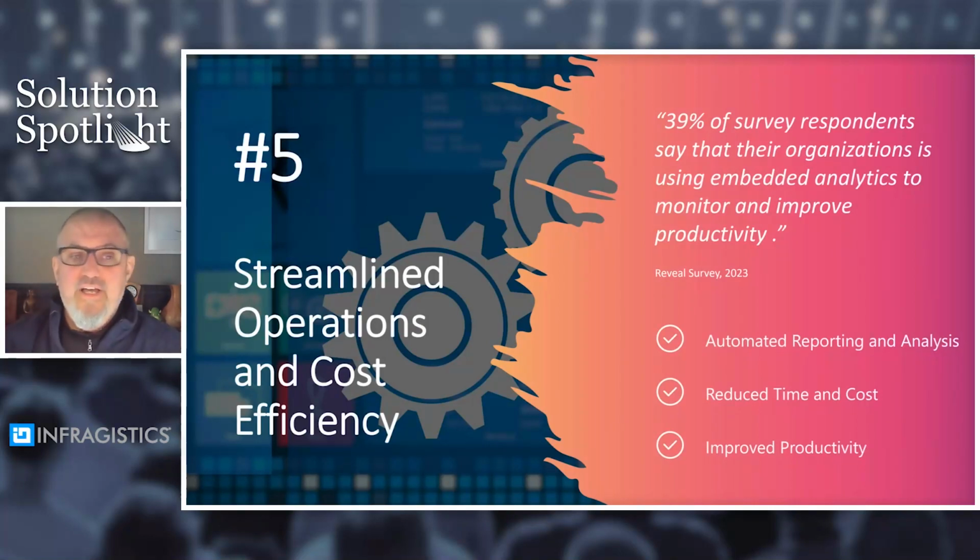And then number 5, to finish on our top 5 reasons, streamlined operations and cost efficiency. 39% of respondents in the Reveal survey say that their organization is using embedded analytics to monitor and improve productivity. Now, when I read this, I was like, monitor and improve productivity. Does that mean they're watching us? No, that doesn't mean they're watching you. They're not monitoring you. What they're doing is that when you're in meetings and you start making this cultural change to digitally transform for embedded analytics, you're going to start using data in discussions. It becomes the fluent language of your organization, of your enterprise.